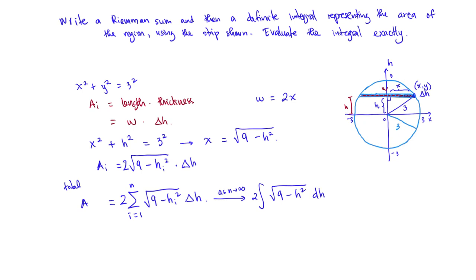Since we are adding all of the rectangles along the y-axis or the h-axis, the lower limit of integration is minus 3 and the upper limit of integration is 3. Using symmetry, we can double this integral from 0 to 3. We obtain 4 times the definite integral from 0 to 3 of the square root of 9 minus h squared dh. And if we were to evaluate the definite integral, we should end up with 9 pi, which is the area of the circle, pi r squared, where the radius is 3.